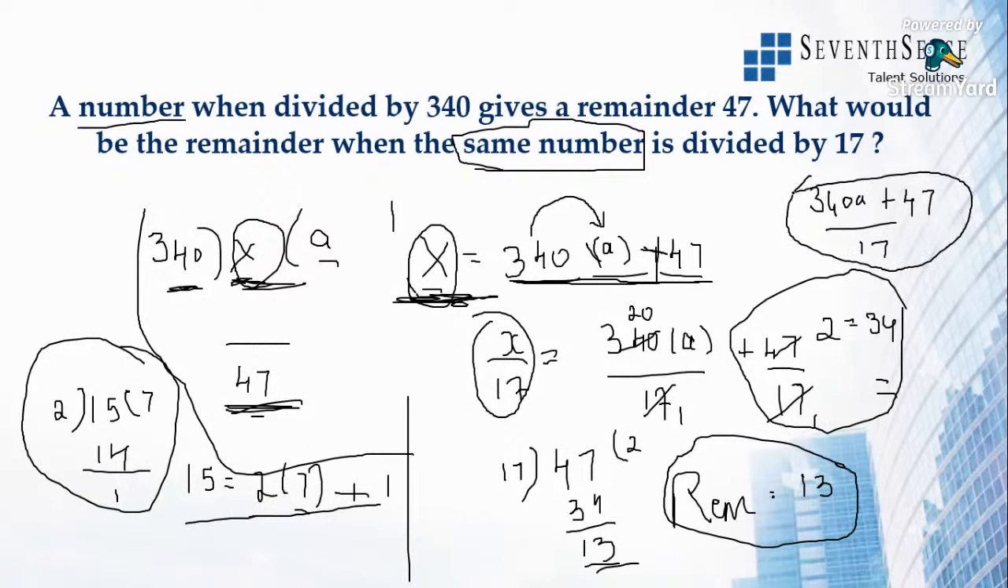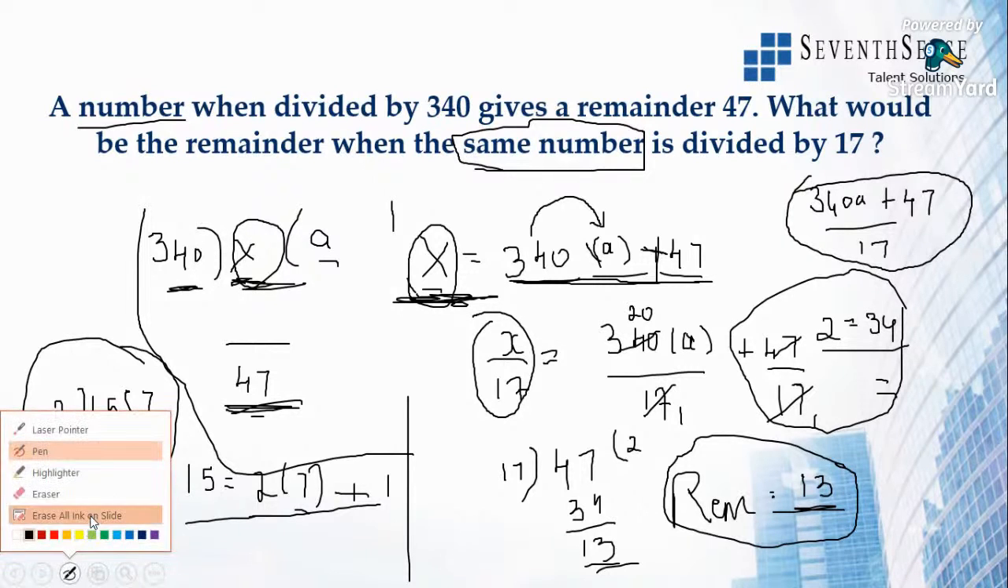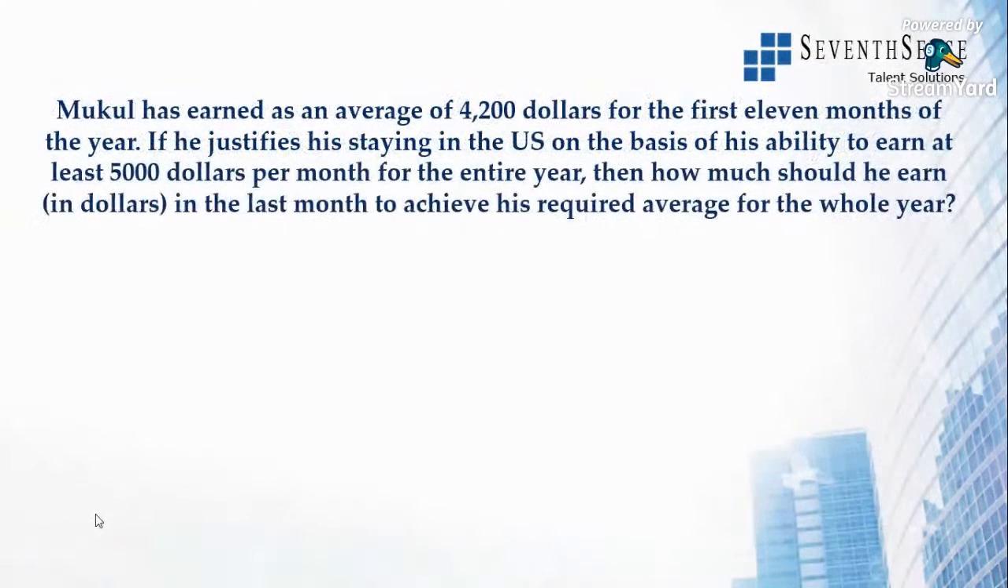Okay, clear? Jivan, hope you understood this. Okay, so the answer here, 47 divided by 17: 17 into 2 times is 34, remainder is 13. Okay, clear? All right, we'll go on to the next. I think this is very easy for you.